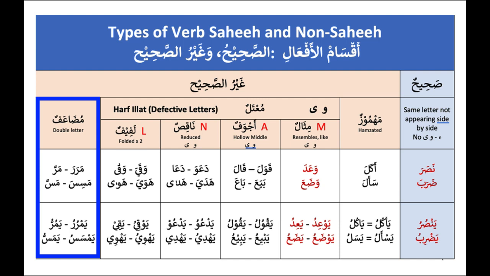Muda'af. By the name, we understand it has got double letter. One letter is repeated within these 3 letter verbs. Example, marara. After tabdil, it has become marra. Masisa. After tabdil, it is massa. Let's look at the mudario version. Marara, original mudario of that is yamruru. After tabdil, it's yamurru. Masisa, the original mudario of that is yamsasu. And then after tabdil, it is yamassu.